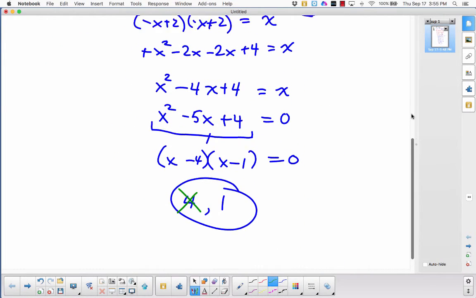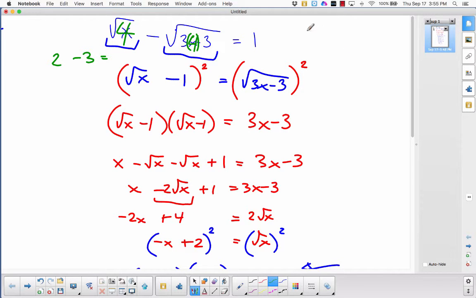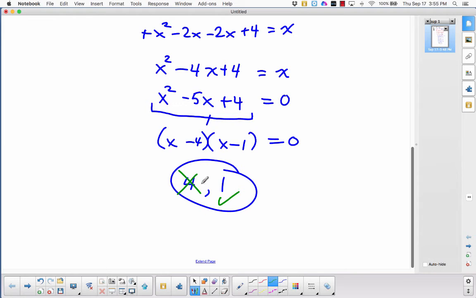Let's try 1. Okay, let me write it again. So it'll be the square root of 1 minus the square root of 3 times 1 minus 3. Is that equal to 1? Okay, so I have square root of 1 minus, 3 times 1 is 3. 3 minus 3 is 0. And the square root of 0 is 0. And so square root of 1 is 1 minus nothing equals 1. That one works. So this one here does work, but that one doesn't. Hopefully that gives you help on the double radical solving those equations.